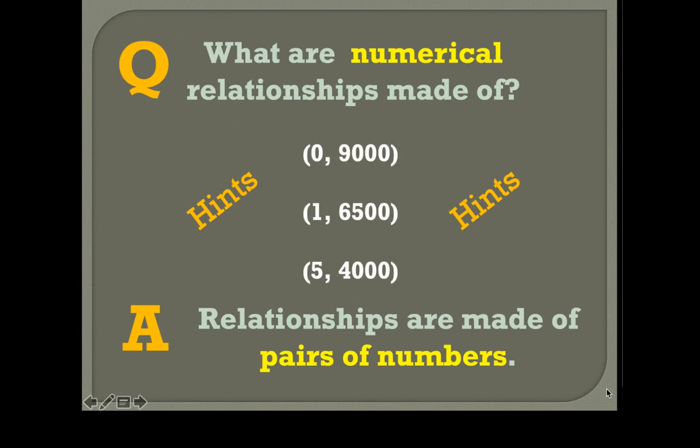Relationships are made of pairs of numbers. Writing these magic sentences down is super important. They will be on the notes that I include with this, so you should probably try to copy it down so that you don't have to keep going back and trying to find it in Google Classroom.